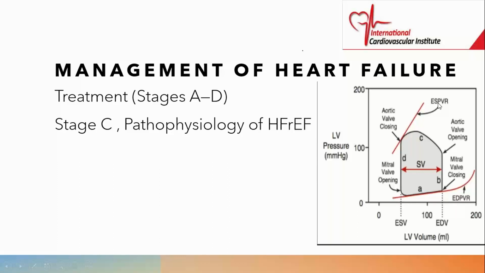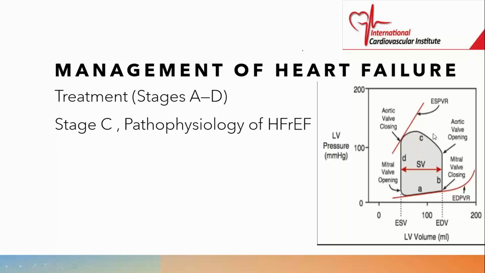This is your end systolic pressure volume relationship. This gives you information on the contractility of the heart. This curve right here gives you information on the diastolic property of the heart. This is your end diastolic pressure volume relationship. So if you want to look at contractility, you look at this slope. If you want to look at diastolic property of the heart, you look at this slope.